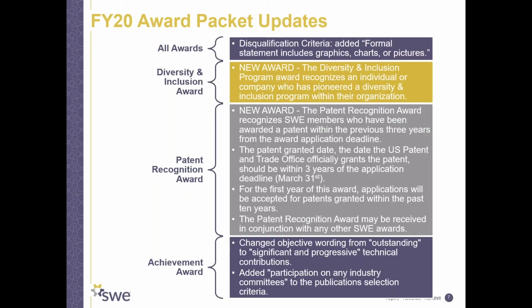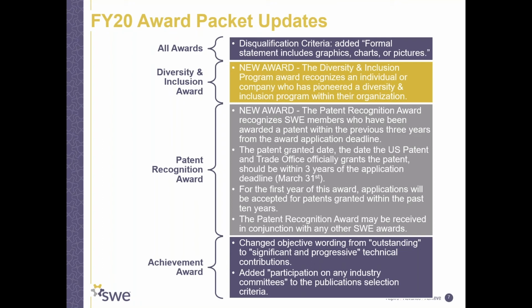So the award packet updates for FY20: we added a line in the disqualification criteria to state that the formal statement shall not include graphics, charts, or pictures. That's true of the formal statement and supporting documents. If it says don't include graphics, charts, or pictures, then don't include them. They will lead to disqualification of your application.